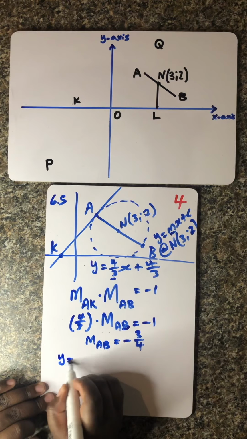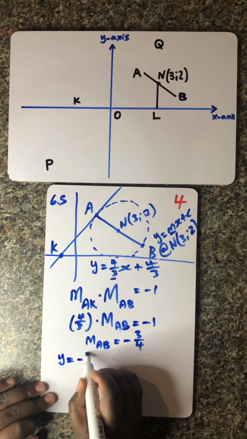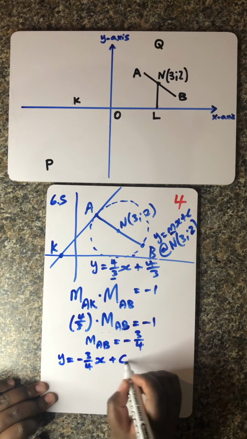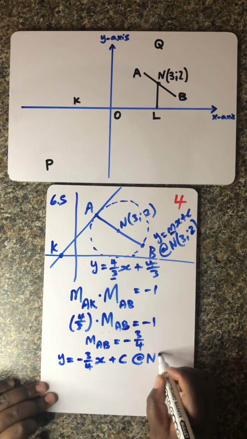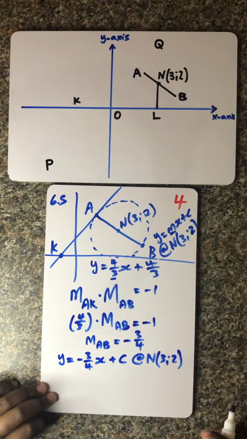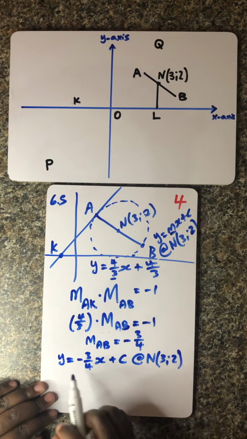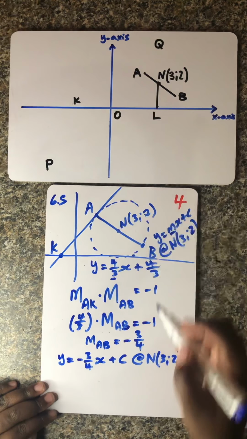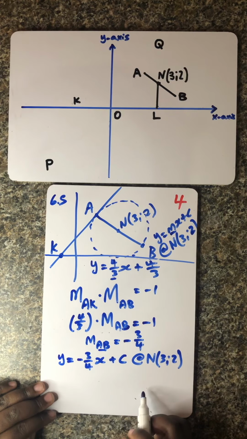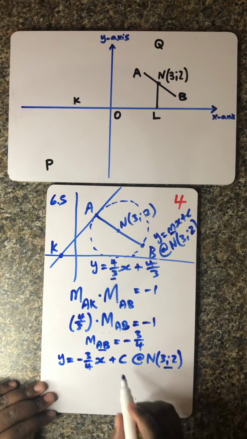Obviously, we know this is the form mx plus c. I can just straight away substitute -3/4 plus c, where the x value is equal to 3 and the y value is equal to 2. Okay, so ladies and gentlemen, I've just started with the equation for AB because I've calculated the gradient of AB, which is substituted there. So now I'm going to use that point to calculate the c value.